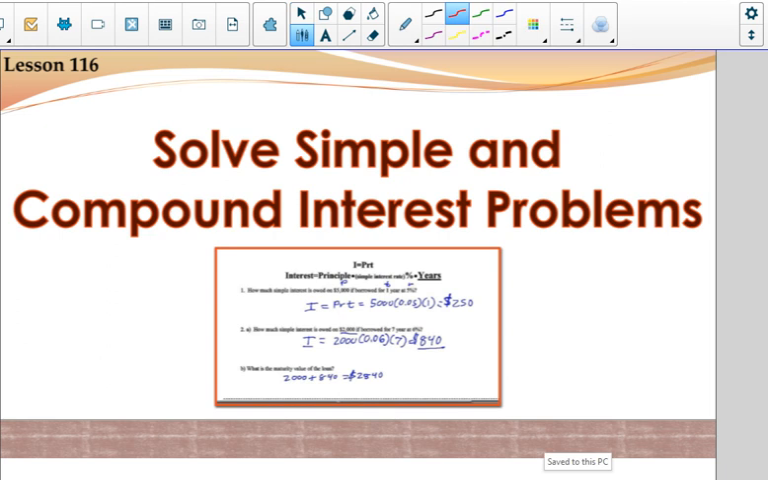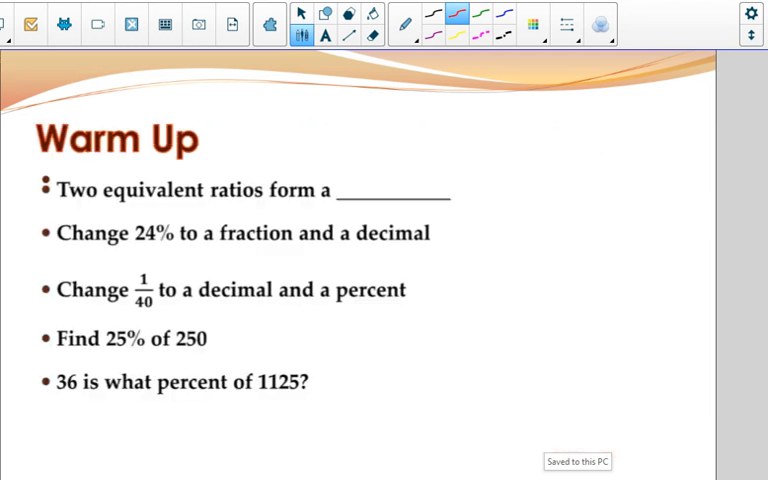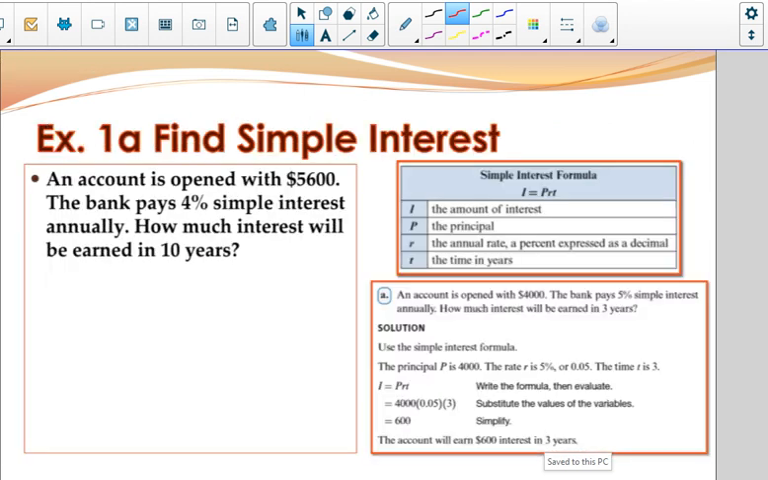Lesson 116, solve simple and compound interest problems. First off, simple interest problem.